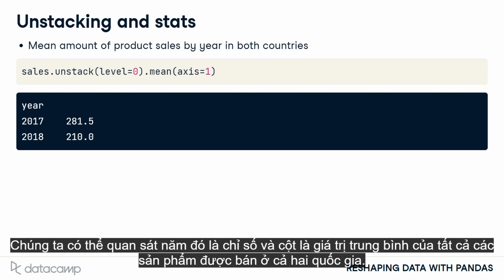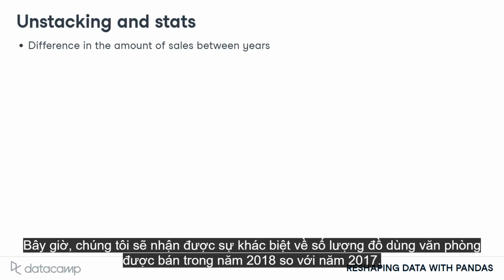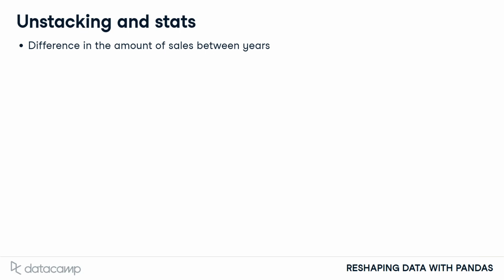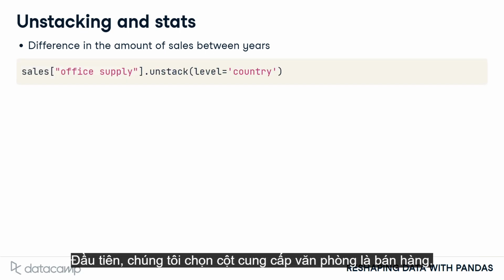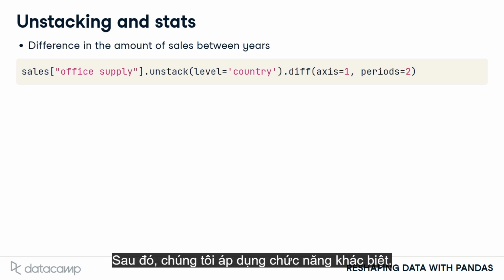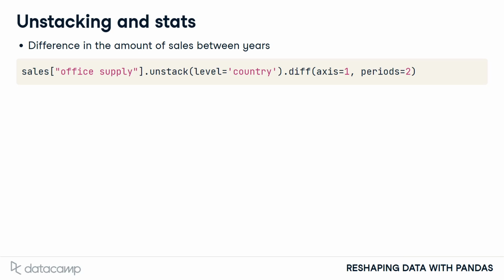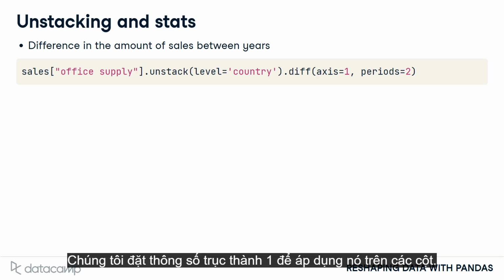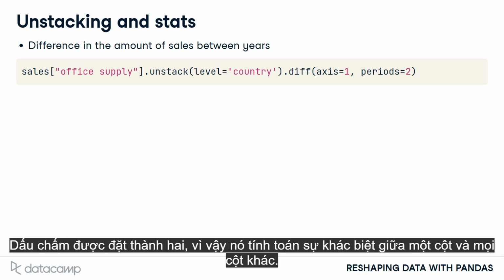Now we'll get the difference in the amount of office supplies sold in 2018 compared to 2017. First, we select the office supply column of sales. Then we unstack the country level. After that, we apply the function diff. This function finds the difference between columns or rows. We set the axis parameter to 1 to apply it over the columns.